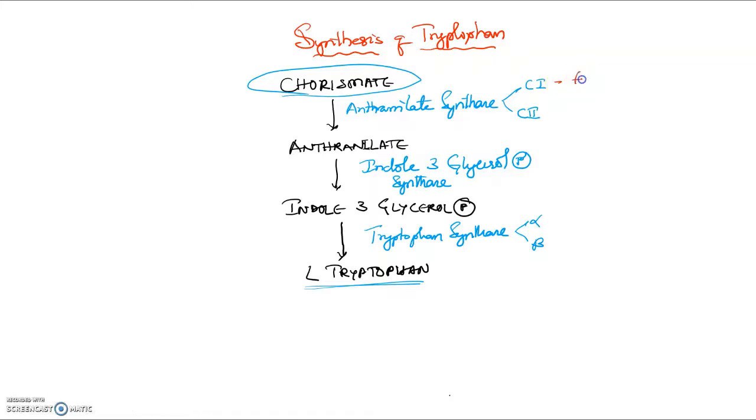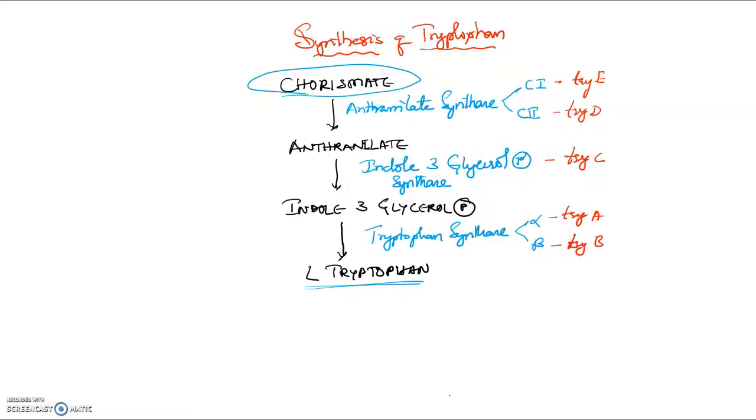This is coded by tryptophan gene E. This is coded by tryptophan gene D. This is coded by tryptophan gene C. Alpha is coded by tryptophan A, and beta is coded by tryptophan gene B. So this is the basic mechanism of the tryptophan synthesis. All right.